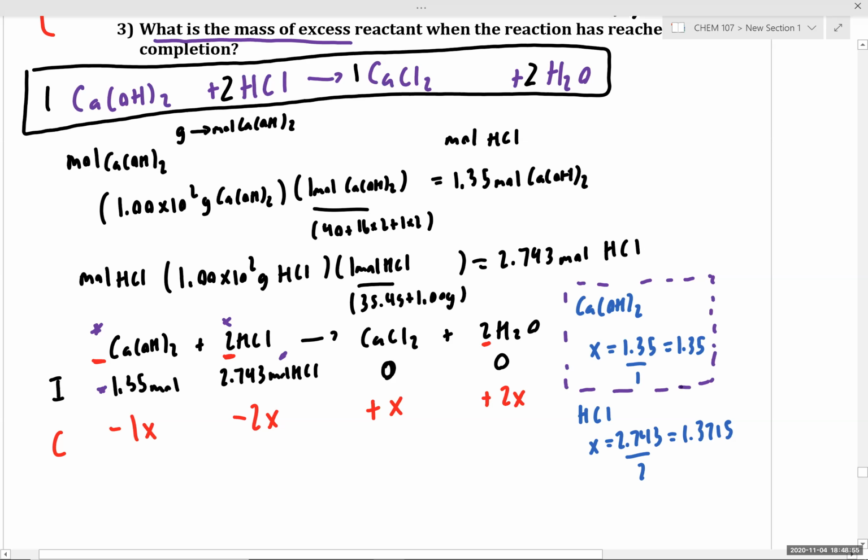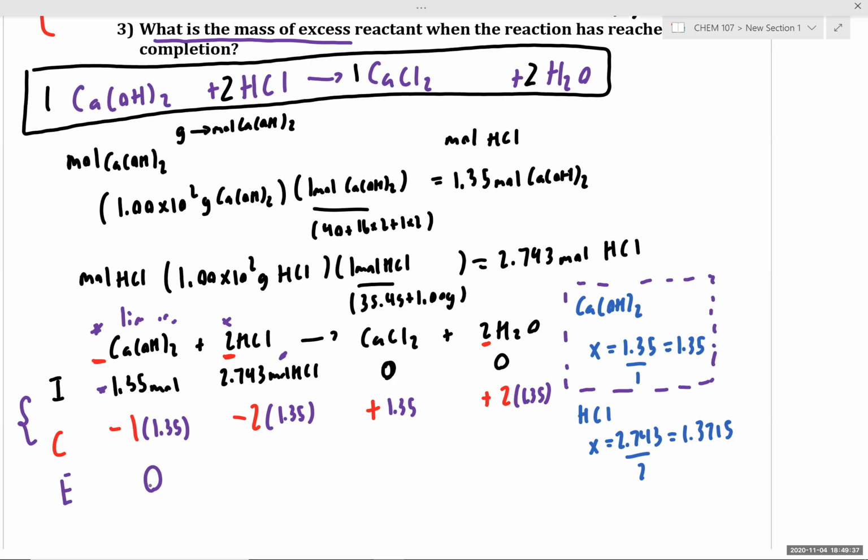Thank you. Mm-hmm. So now that we've identified that calcium hydroxide is limiting, we're just going to replace our value of X with our limiting reactant value of X. So we're going to plug X into this ICE table. We plug in 1.35. And at the end, we're going to add our initial and change columns together. So we use up all of our calcium hydroxide. We're completely using up our calcium hydroxide.